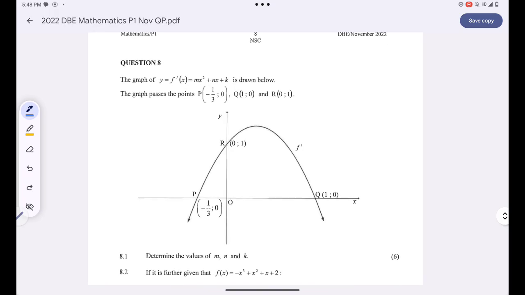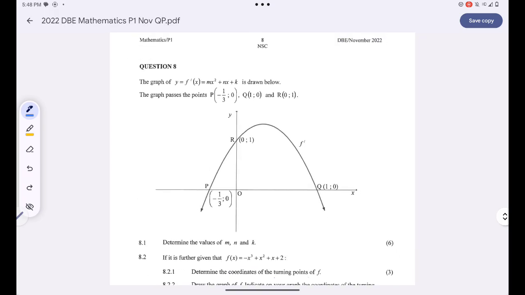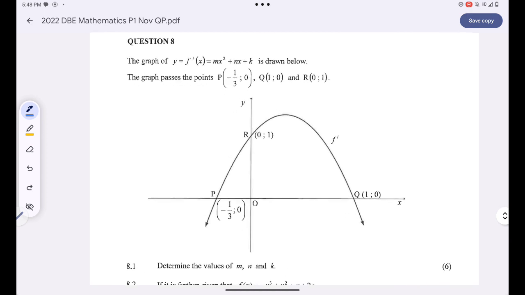I'll come to you. Okay, I'm given the graph of y, which is the derivative of f, and I'm told that that graph is drawn below. That graph passes points P, Q, and R. I'm supposed to determine the values of m, n, and k. Basically, I'm supposed to find the equation of the derivative function.